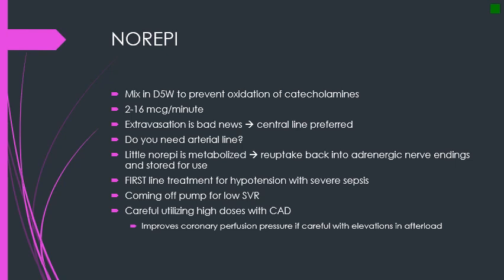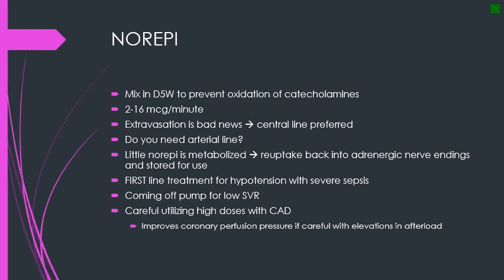You mix norepi and D5 to prevent oxidation of those catecholamines. The dose is up to 16 mics a minute. Extravasation is bad news because it definitely causes tissue slough and can produce some terrible wounds that will need debridement. So use a central line preferably, or a very large peripheral IV, but again, a central line is definitely preferred.